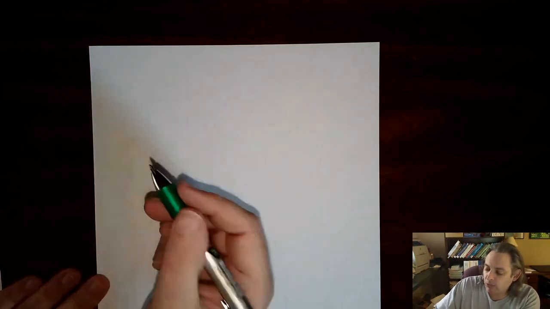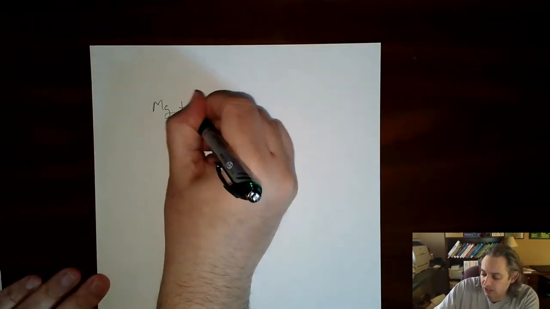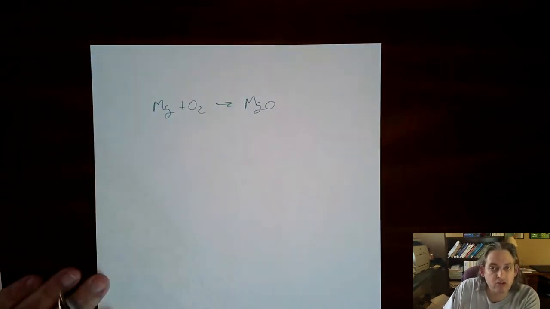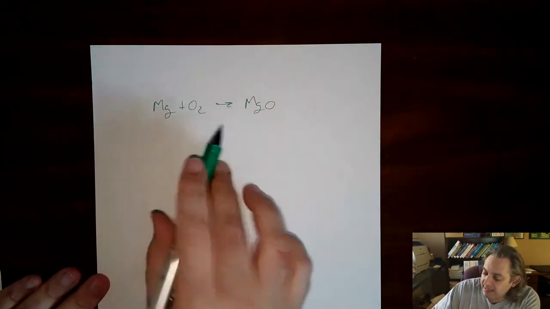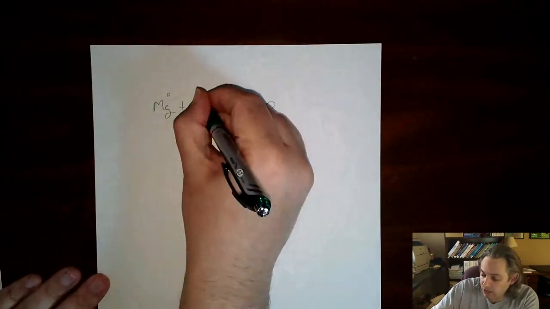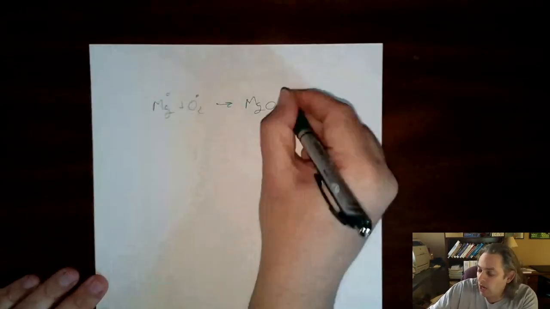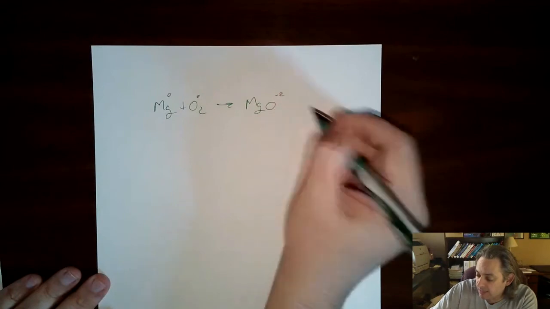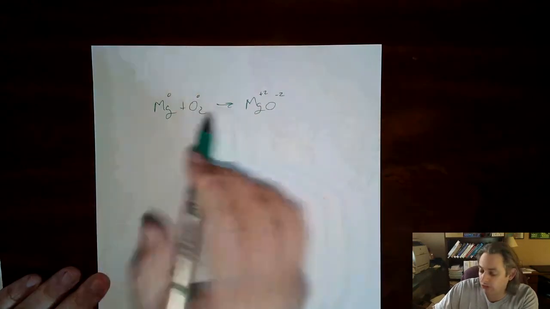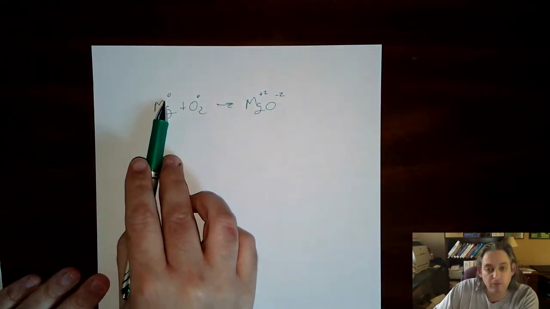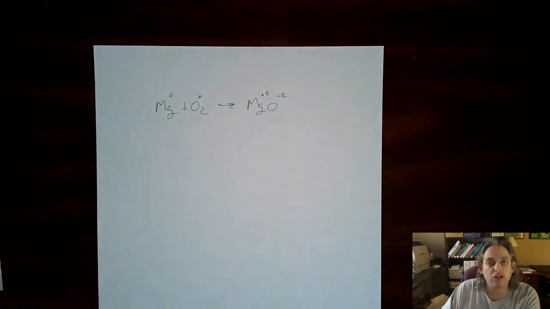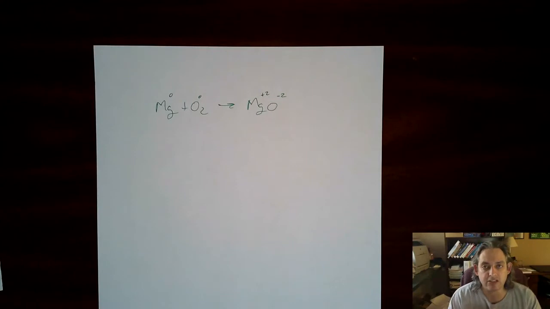So let's say, for example, we want to react magnesium with oxygen to make magnesium oxide. This would be a synthesis or combination reaction. And in this case, magnesium would have an oxidation number of 0. Oxygen has an oxidation number of 0. In the magnesium oxide, oxygen has a -2, and magnesium has an oxidation number of +2. So here, the magnesium is going from a 0 to a +2, and the oxygen is going from a 0 to a -2. So we see that there's a change in the oxidation number.